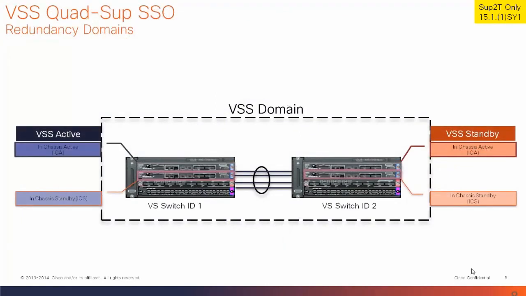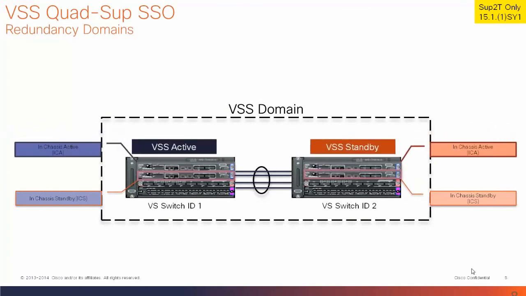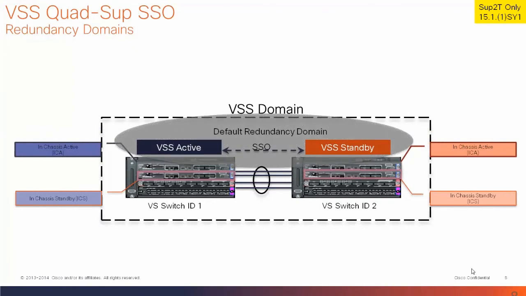Quad SUP VSS uses multiple redundancy domains: the in-chassis redundancy domain within the chassis and the default redundancy domain across the chassis. During the boot up process, the supervisor module with the lowest slot number becomes the in-chassis active and the other becomes the in-chassis standby. The in-chassis active communicates across the VSL, which is part of the default redundancy domain, and forms VSS active and VSS standby from the overall VSS perspective.